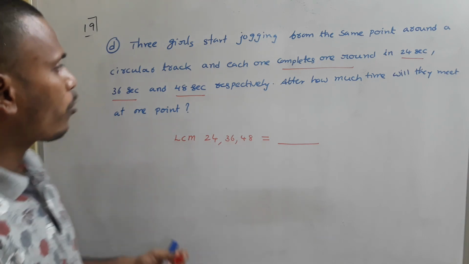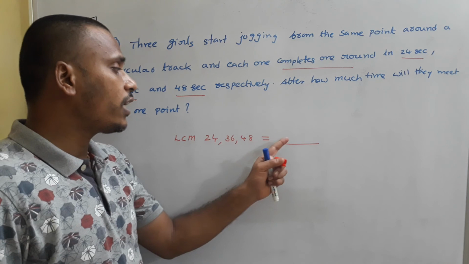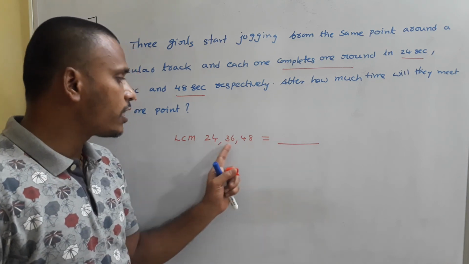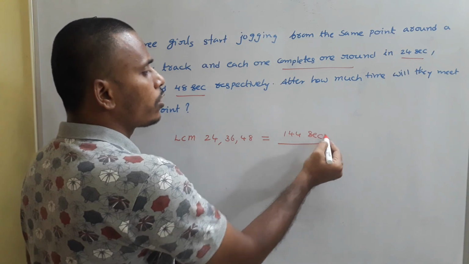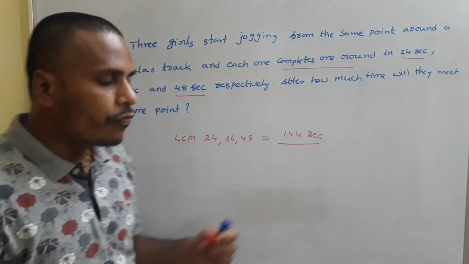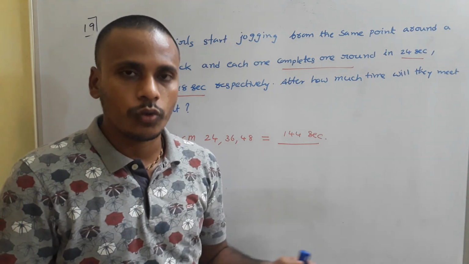Read out the problem and analyze why we are using LCM here, and at the end calculate the LCM of these three. I think this is actually 144 seconds. So after every 144 seconds, those three girls will meet at one point. That's your answer at the end.